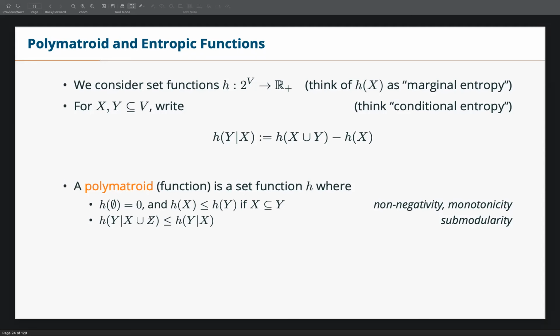I just wanted to make sure, let me actually unmute myself. This is important. Oops, it doesn't work.